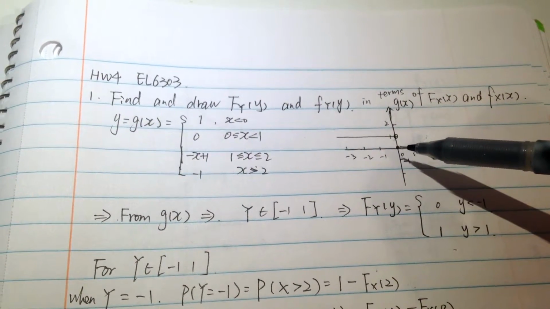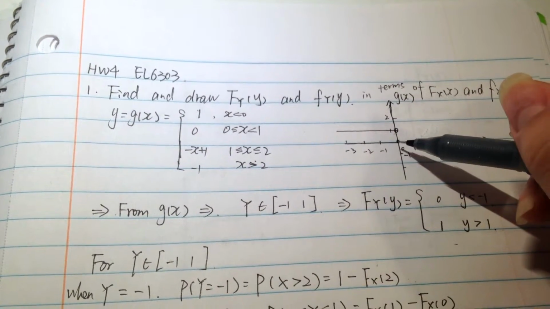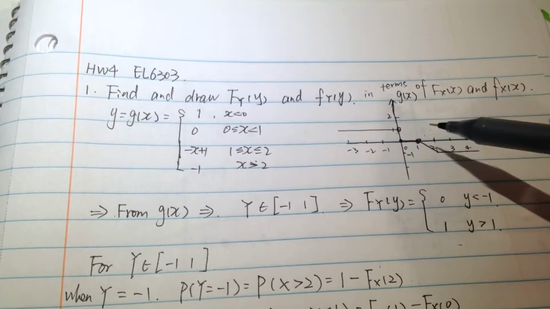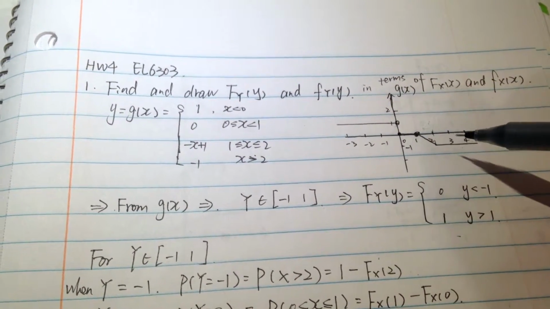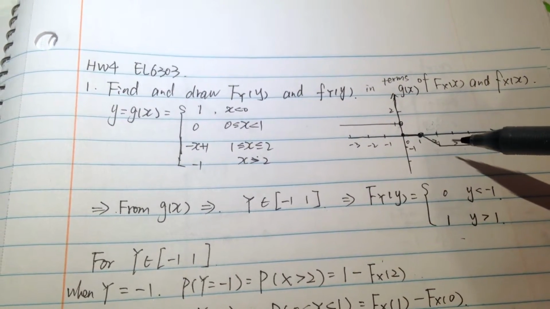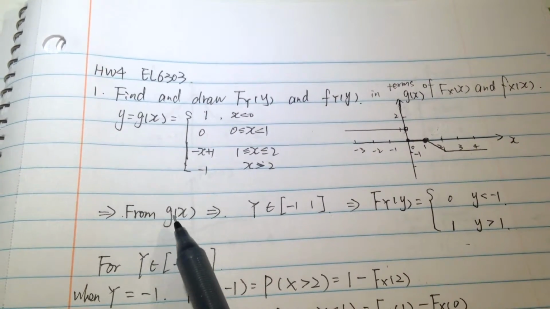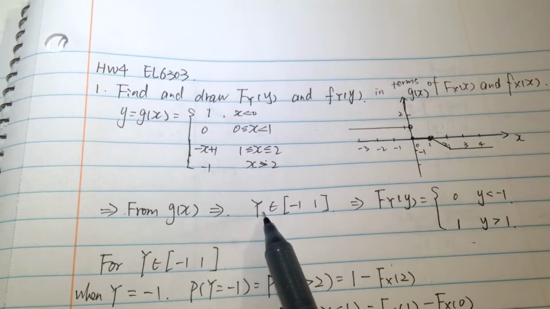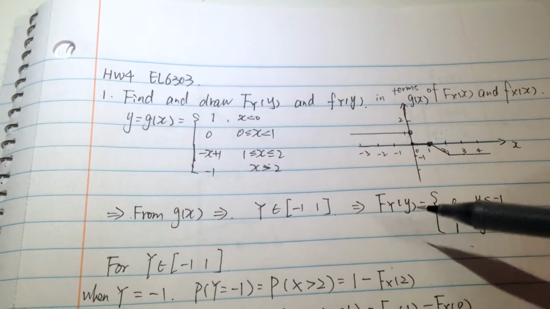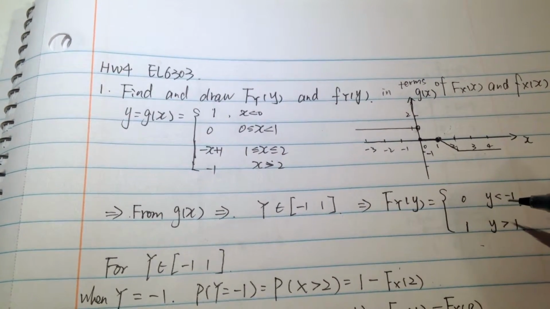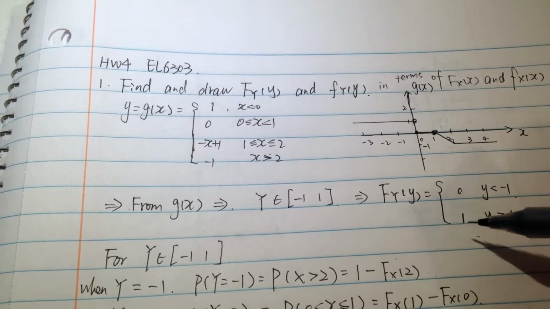When X is less than 0, Y equals 1, and when X is between 0 and 1, Y equals 0. When X is between 1 and 2, Y equals minus X plus 1, and when X is more than 2, Y equals minus 1. So from g(X) we can get Y between minus 1 and 1. So the distribution function of Y is equal to 0 when Y is less than minus 1, and equal to 1 when Y is more than 1.